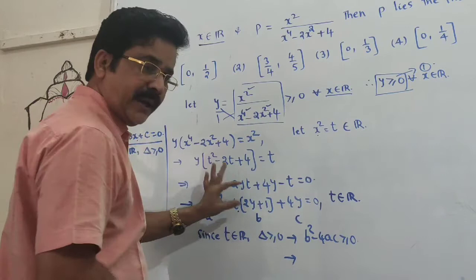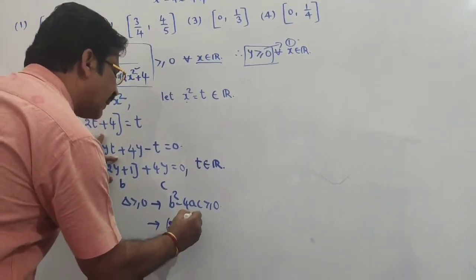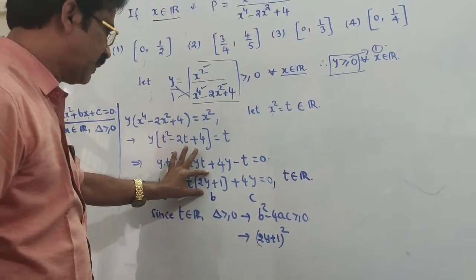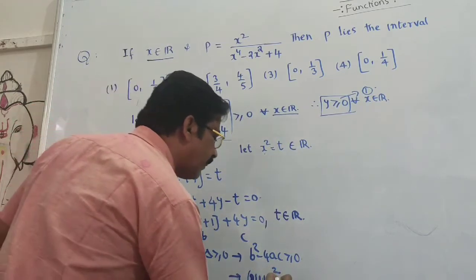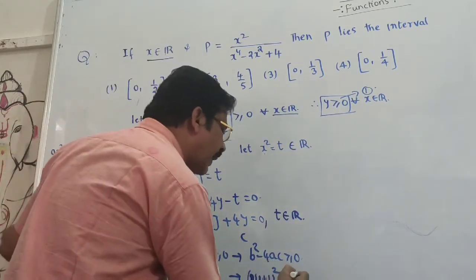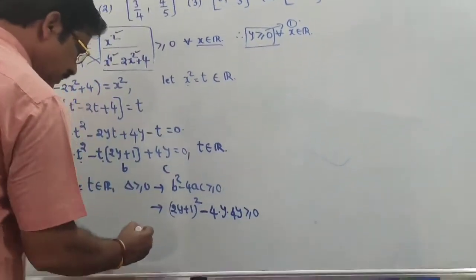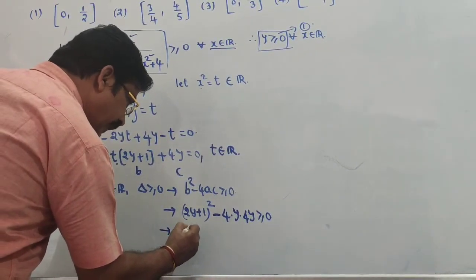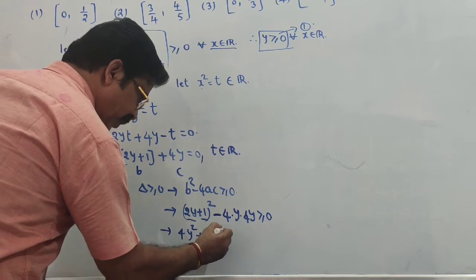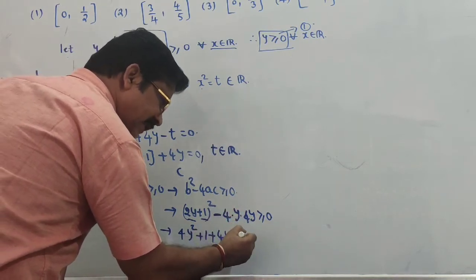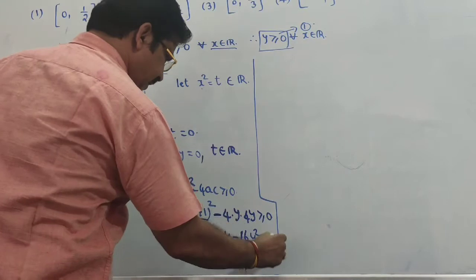So that implies b square, where b is minus of (2y plus 1), so b square is (2y plus 1) whole square, since we take the minus because it is a whole square. Minus 4 into a, which is y, into c, which is 4y, is greater than or equal to 0. So that implies, using (a plus b) whole square equals a square plus b square plus 2ab, 4y square plus 4y plus 1 minus 16y square is greater than or equal to 0.